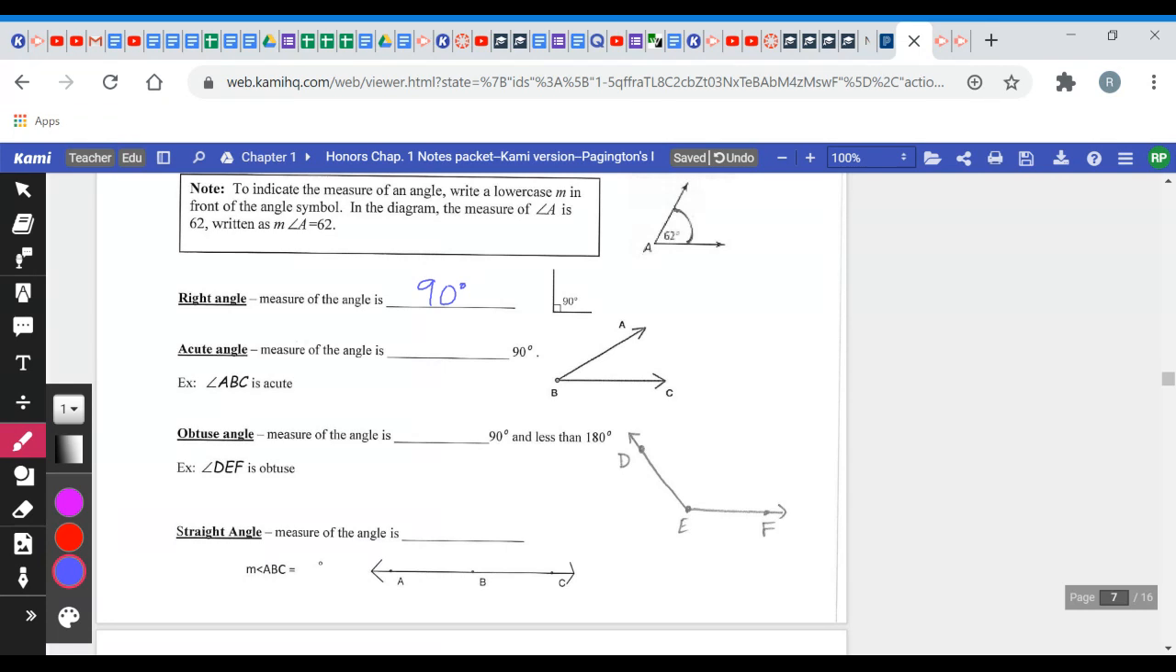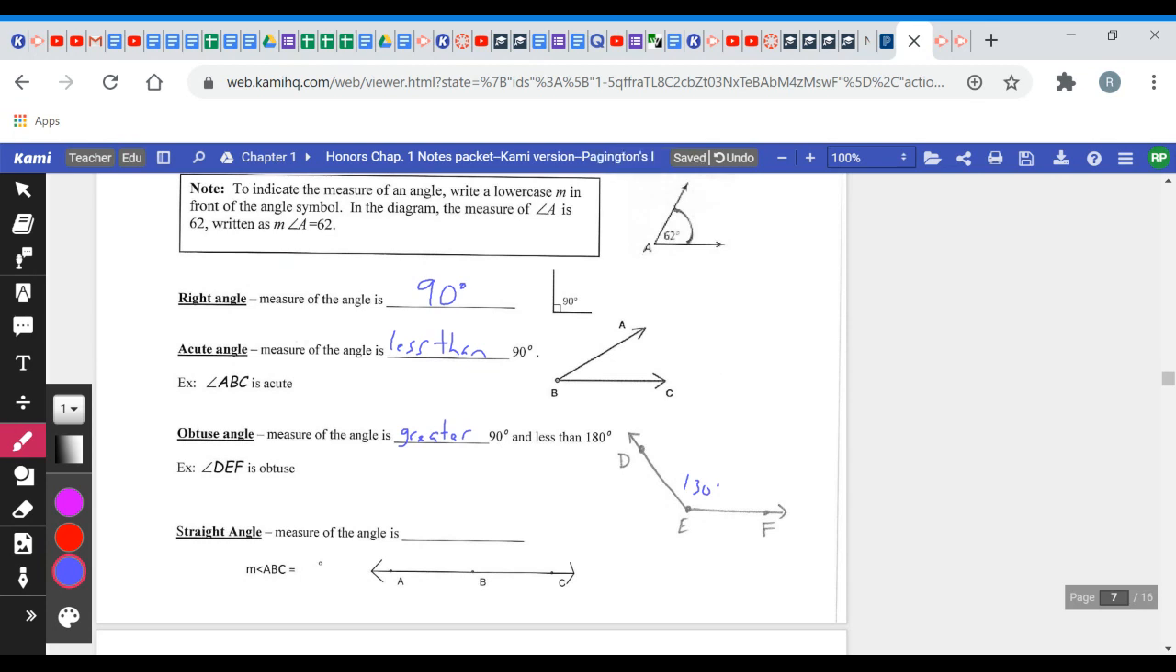An acute angle has the measure of the angle is less than 90 degrees. And in this case, you can see angle ABC is acute. It is something less than 90 degrees. Obtuse, the measure of an angle is greater than 90 and less than 180. So you can see that picture angle DEF is an example of an obtuse angle. It might be something like 130 degrees or something, and that would be obtuse.